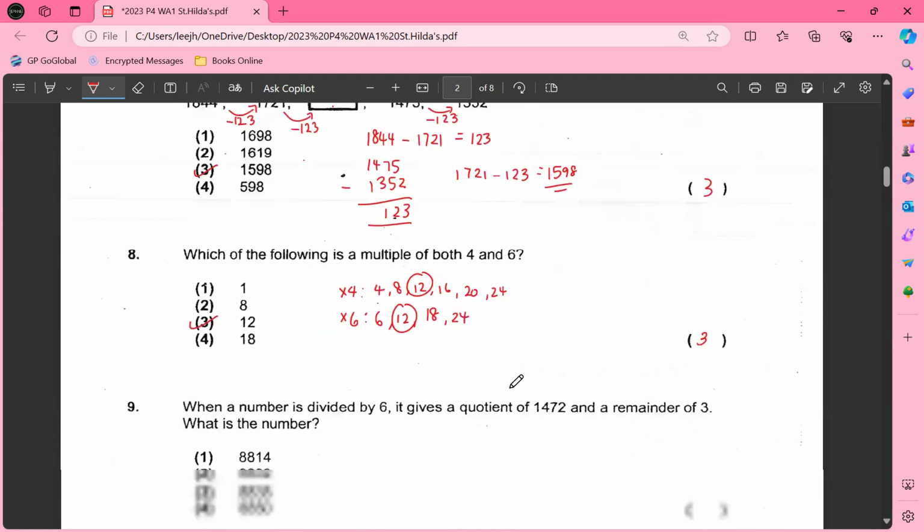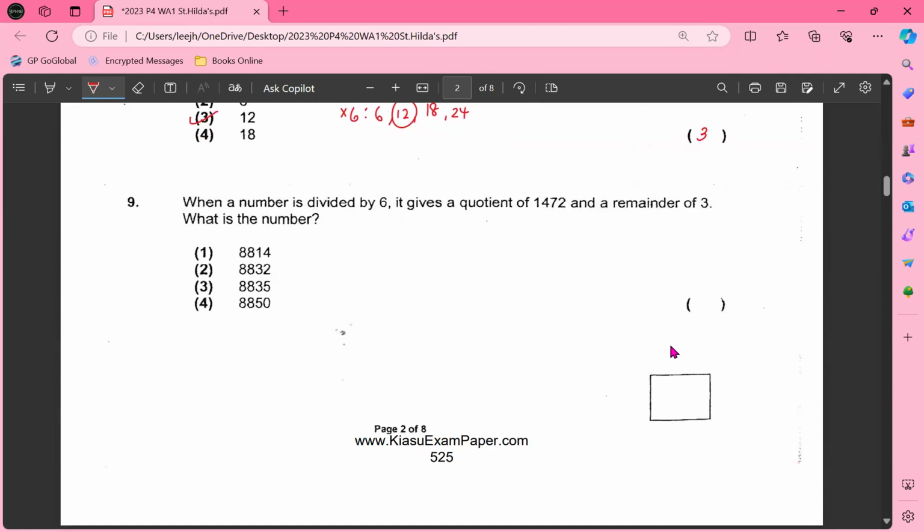Okay. Question 9. When a number is divided by 6, it gives a quotient of 1,472 and a remainder of 3. What is the number? Okay, so when I do this question, I always follow the given sentence and write down something. So when a number, I don't know this number, is divided by 6, I get the quotient. Quotient means the answer to division: 1,472 and a remainder of 3. So I need to find this unknown number.